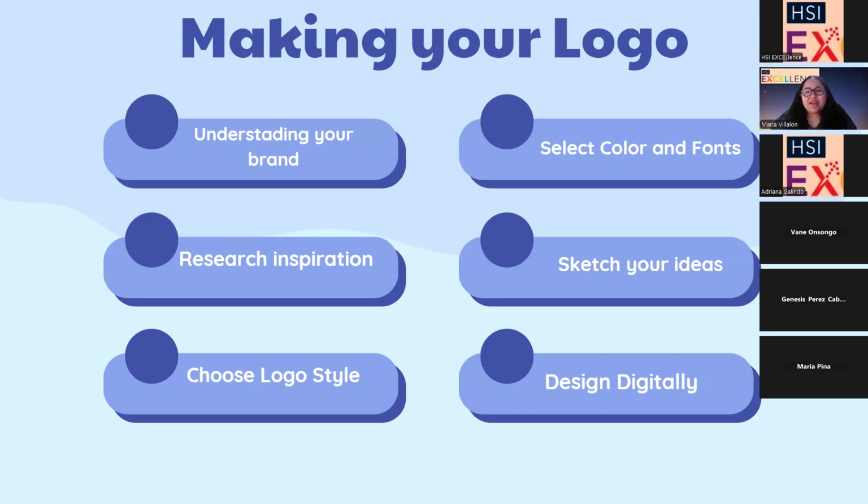So then third is choosing your logo style. There are different styles of logos, and I'll briefly go over them in a moment, and just kind of deciding which one works best for you, and if you want to combine different elements of them as well. And then the fourth is pretty self-explanatory. It's selecting color and fonts.